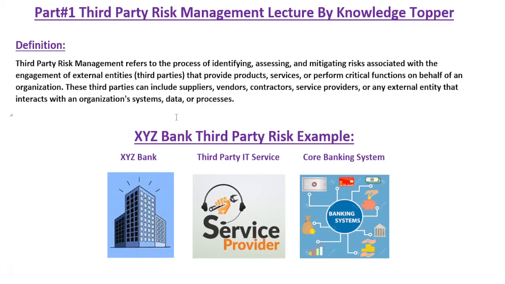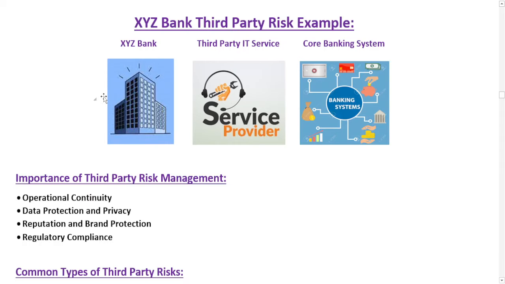Basically, in an increasingly interconnected business environment, organizations rely heavily on numerous external third parties to support their operations. However, this reliance introduces potential risk to the organization that must be effectively managed to safeguard organizational resilience. Let's understand third party risk management with the help of an example.